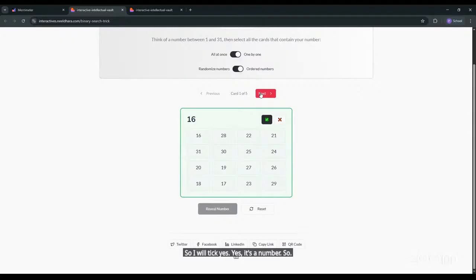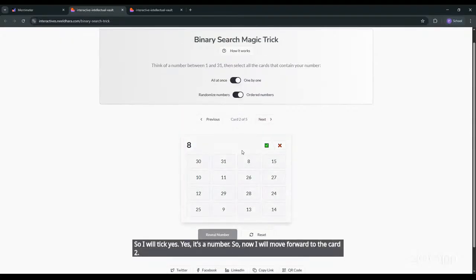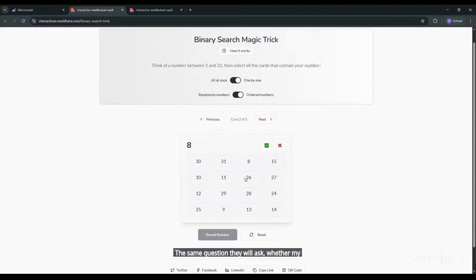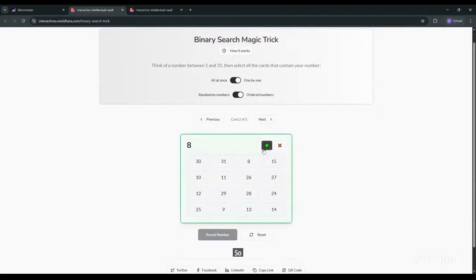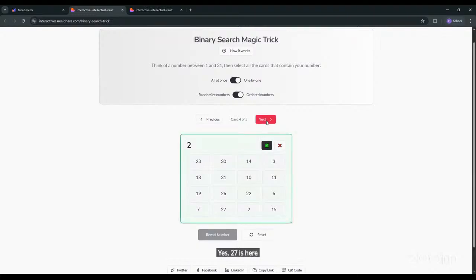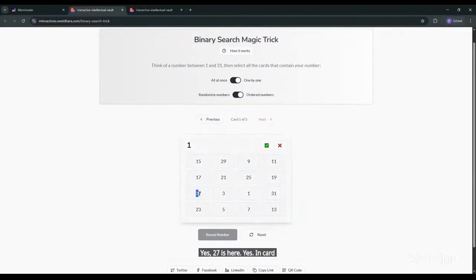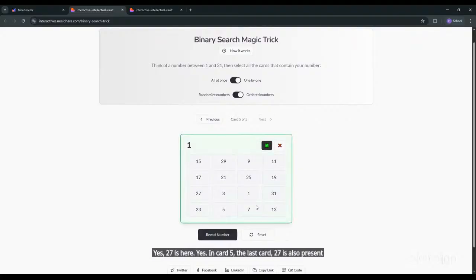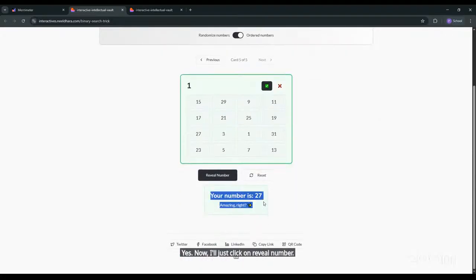Now I will move forward to card two. The same question they will ask, whether my number 27 is in this card or not. So yes, 27 is also in this card. So I will tick yes. Now, in card 3, you can see that 27 is not in this. So I will say no. And in this one, is 27 in it? Yes, 27 is here. So yes. In card 5, the last card, 27 is also present. So it will go for yes. Now I will just click on reveal number and your number is 27.